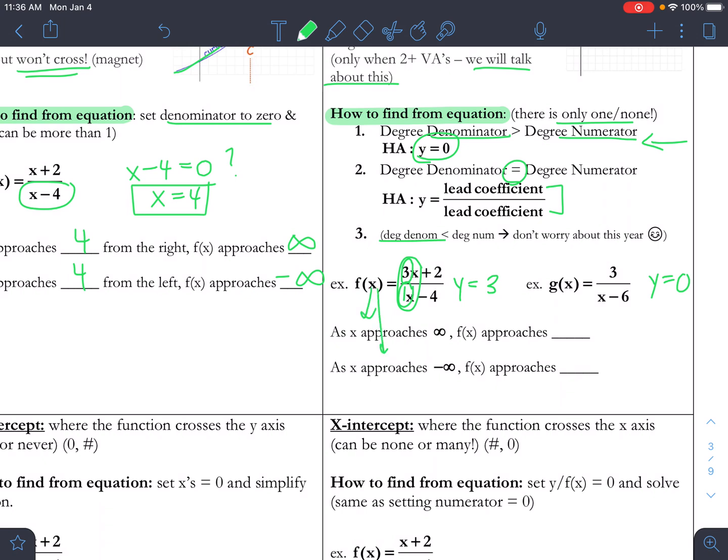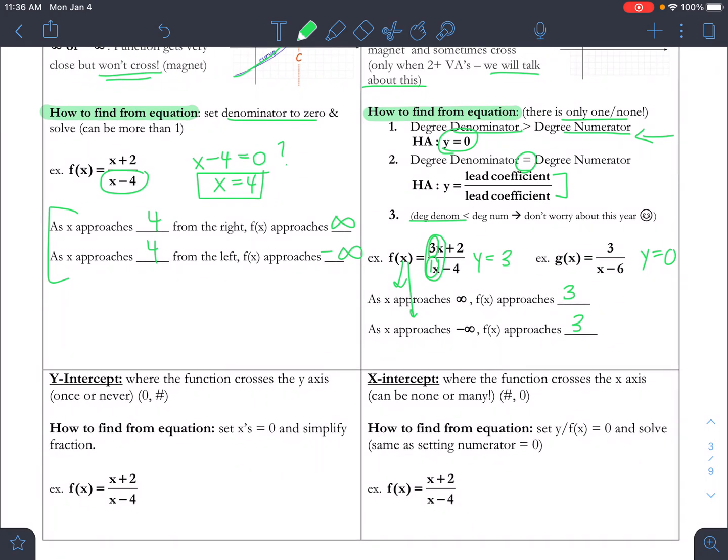As I approach infinity, I would get closer and closer to 3. And as I approach negative infinity, I would also get closer to 3. I'm going towards those asymptotes as I get farther away from the center. If you're not totally understanding this approaching business, that's okay. I think it will make more sense when we graph it.